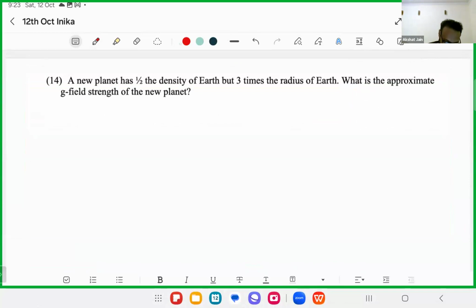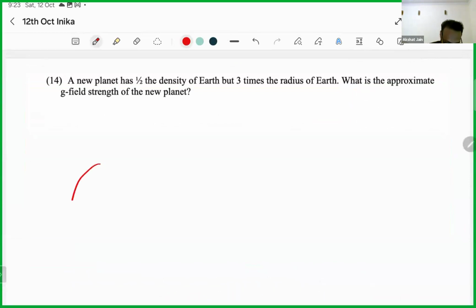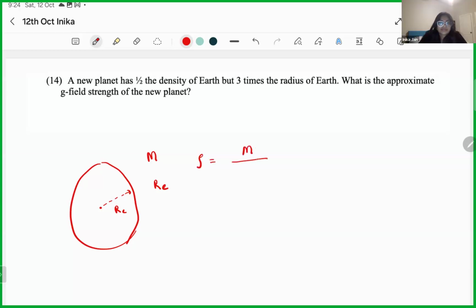All right. So let's first consider Earth. Let's say the mass of the Earth is M and the radius of the Earth is RE. What is the density? The density, rho, is M upon 4 by 3 pi RE cube. This is what the density is.